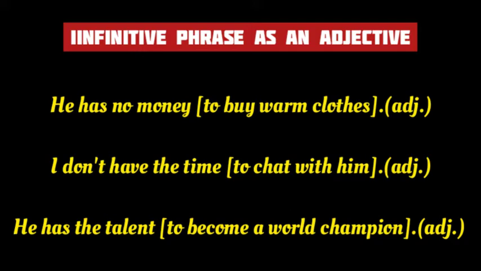In the next example, the infinitive phrase "to chat with him" is serving as an adjective because it's modifying the noun "time." In the last example, the infinitive phrase is "to become a world champion," consisting of the infinitive "to become" and its object, "a world champion." Here it's modifying the noun "talent," so it's doing the work of an adjective in this sentence.